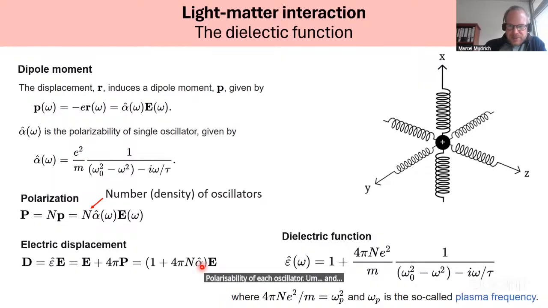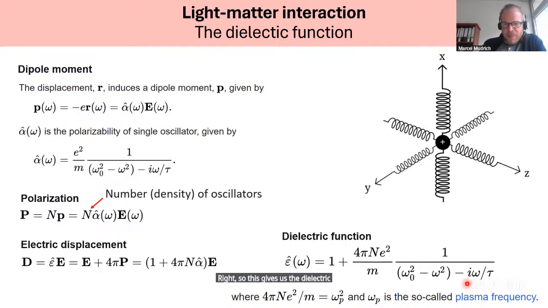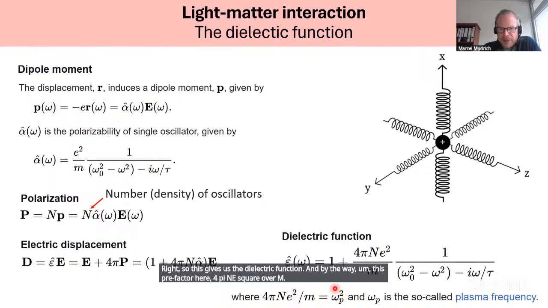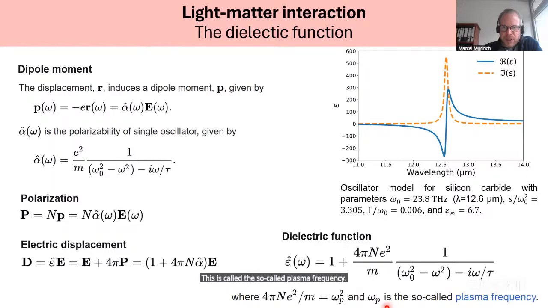And just from the results of the oscillator model, we can write this permittivity, also called the dielectric function, as 1 plus 4 pi n alpha, where alpha is the atomic polarizability in this simple oscillator model. So this gives us the dielectric function. And by the way, this prefactor here, 4 pi n e squared over m, has the unit of a frequency squared. This is called the plasma frequency.